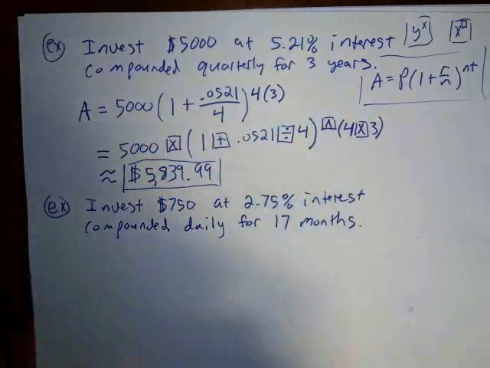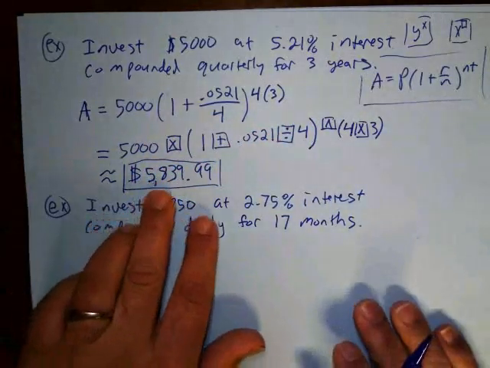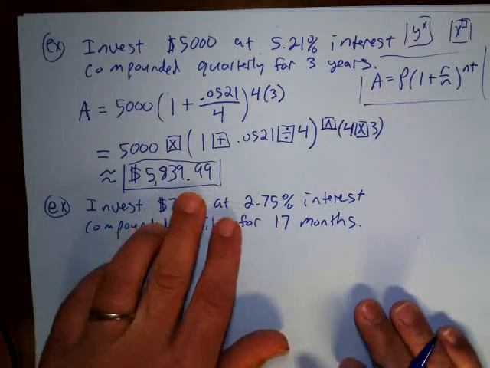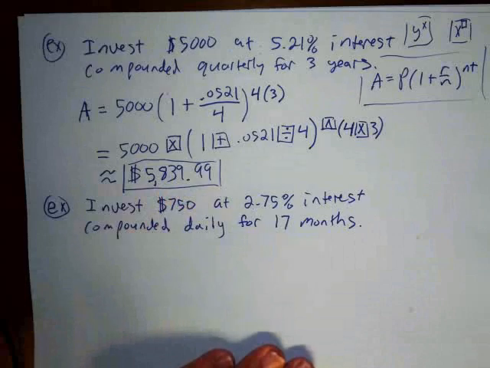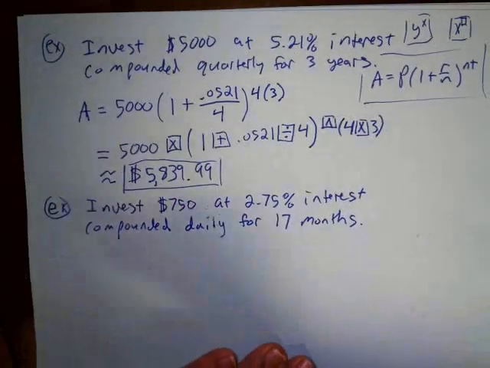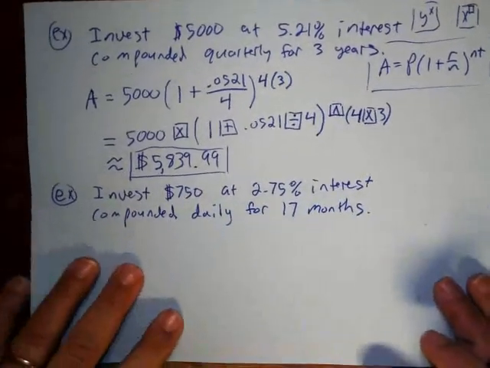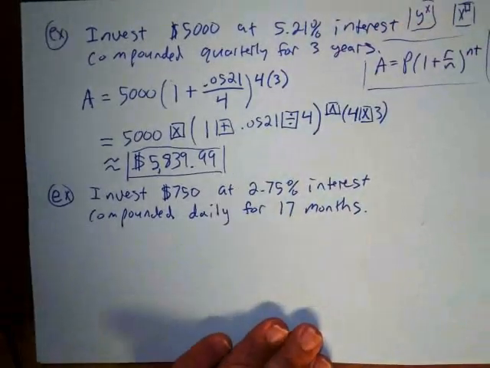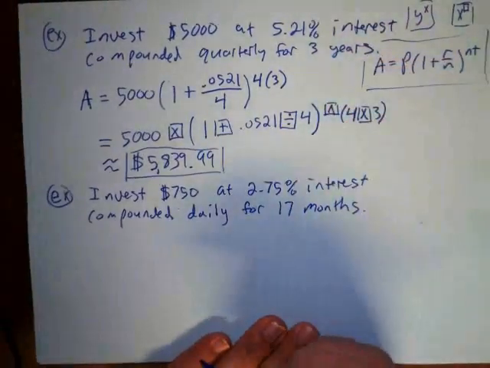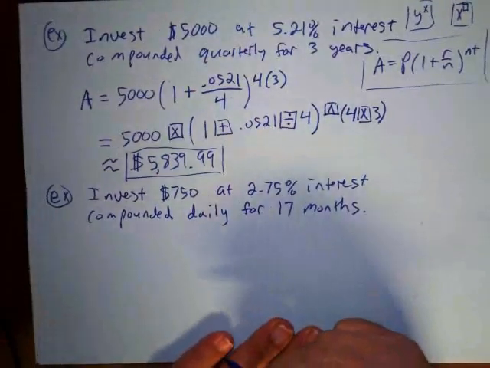I invested $5,000, and then 3 years later, this is the amount that I got. So I made like $839.99 interest just for investing the money. So that's not bad. Okay. Now, of course, that is a pretty good interest rate, isn't it? So, and 3 years is quite a while, and $5,000 is a lot of money.